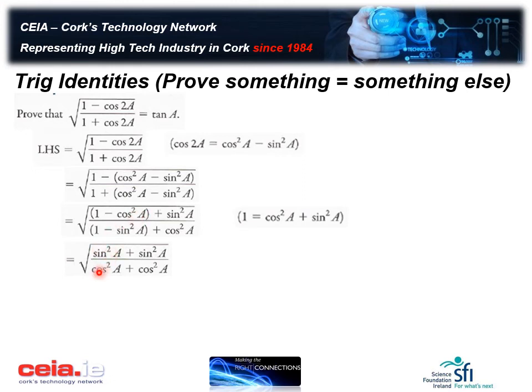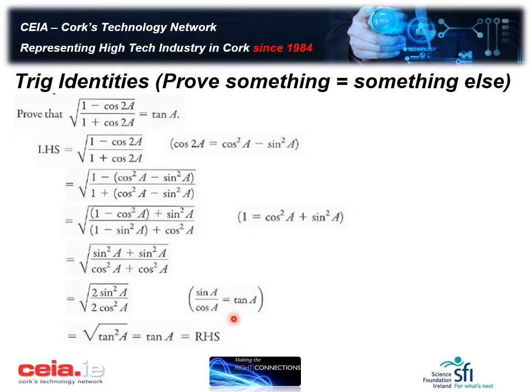And similarly below the line, instead of 1 minus sine squared a, I get cosine squared a. So now I have the square root of (sine squared a plus sine squared a) all over (cosine squared a plus cosine squared a). That's very simply equal to 2 sine squared a over 2 cosine squared a, and of course the 2s cancel. And tan is equal to sine over cosine, so we can say this is equal to root tan squared a. And root tan squared a is simply tan a, which is equal to the right-hand side, which is what we were asked to prove.